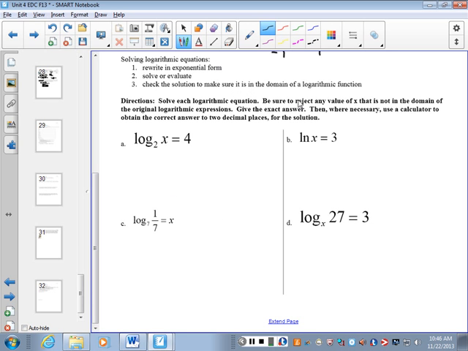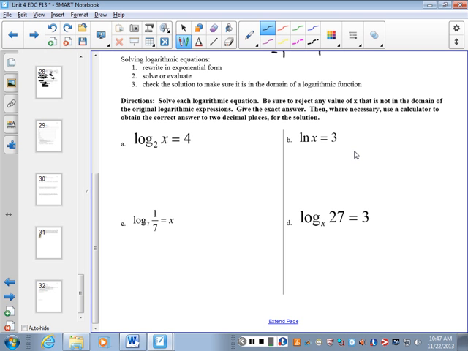So the directions: solve each logarithmic equation. Be sure to reject any value of x that is not in the domain of the original logarithmic expression. We're not going to worry about that part. All of our values will be in the domain. Give the exact answer. Then, when necessary, use a calculator to obtain the correct answer to 2 decimal places. So if you have a fraction, that's okay. But if you have e to some power, which is what we're going to be looking at, I need the exact answer and the approximate answer.